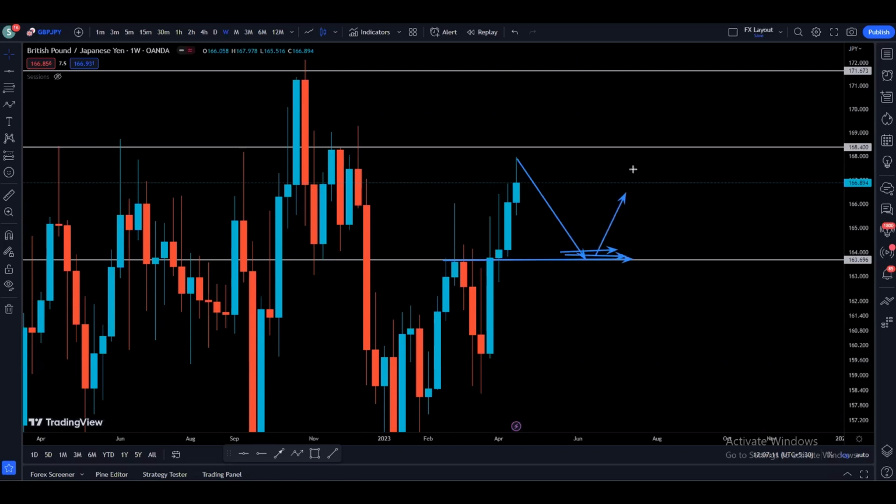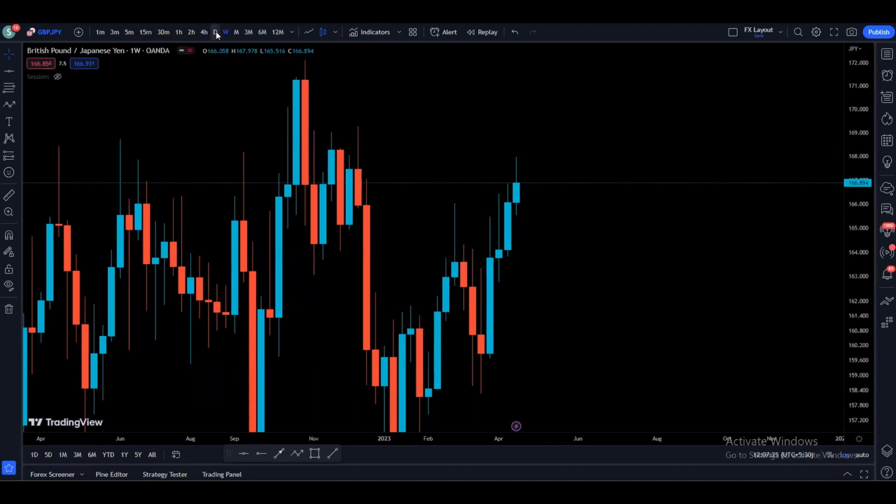After finding the support, come up to retest the previous high created by the price, and maybe hopefully moving to the next resistance area, which is right here. So these can be a possibility on the weekly time frame. To find out more detail, let's go to daily time frame.